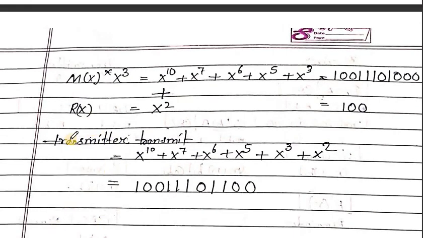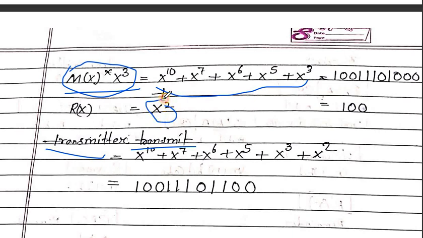Here in the transmitter, what will the transmitter transmit? The transmitter will transmit the transmitter protocol, to which they add a remainder. There is a transmitter protocol polynomial function, and this is the remainder polynomial function. After adding both, the resultant polynomial will be sent through the network to the receiver.